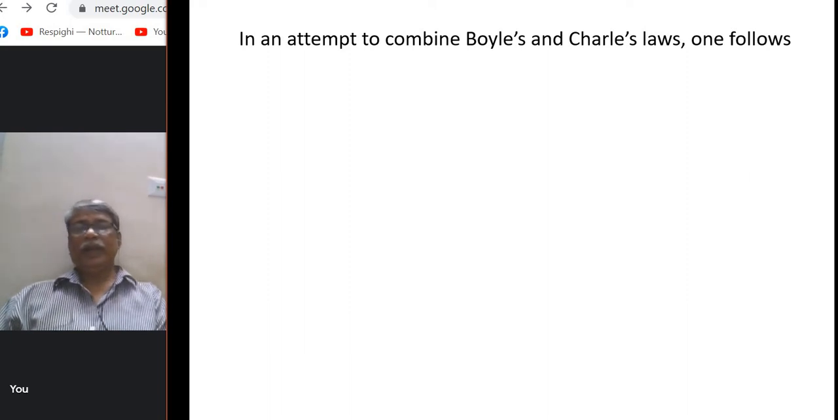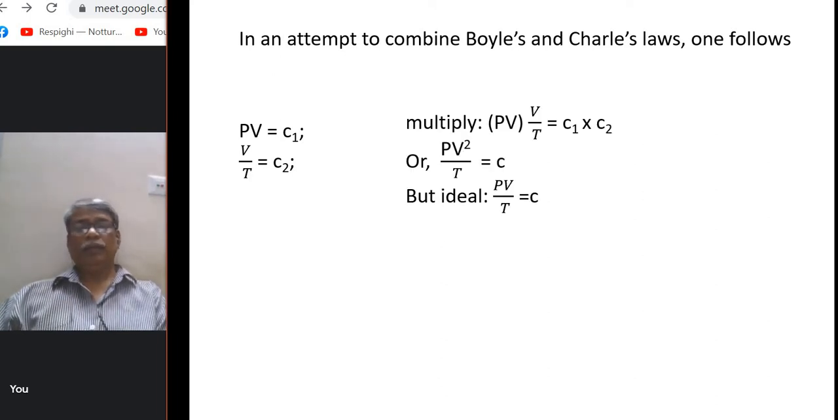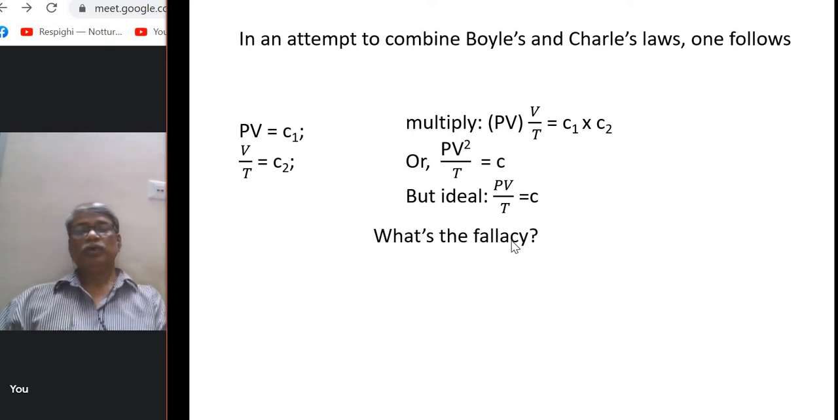Well, that's a separate kind of question, conceptual of course. In an attempt to combine Boyle's and Charles' law, one follows that PV equal to constant is Boyle's law and V by T is constant, Charles' law. So multiplying equals by equals, by multiplying PV into V by T, left hand sides, you get C1 into C2, that is another constant. So you get PV square by T is constant, but ideal gas is PV by T is constant. So the question is, what is the fallacy, right?